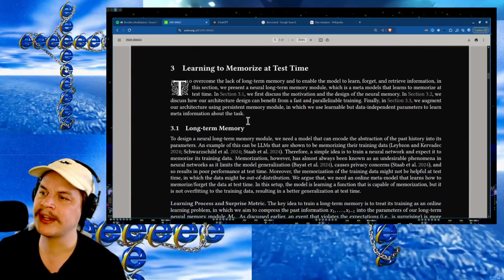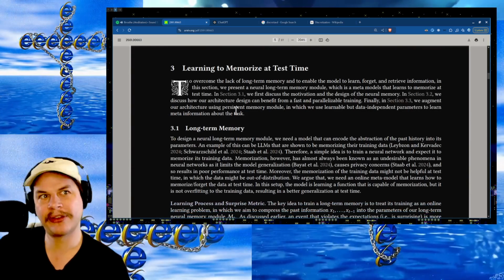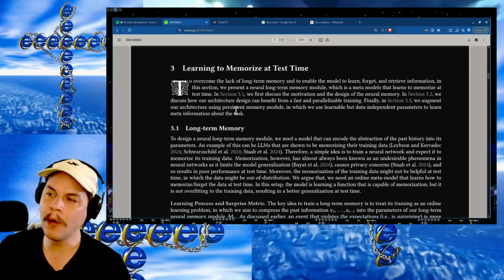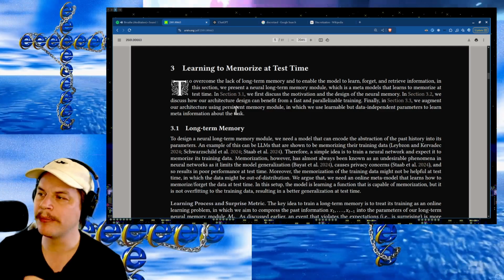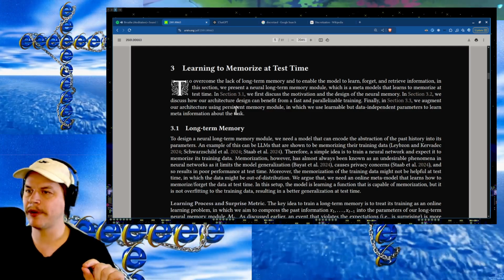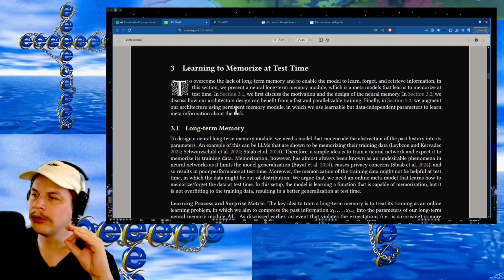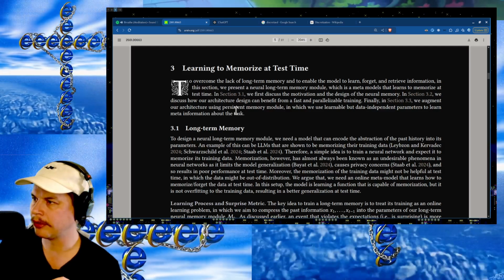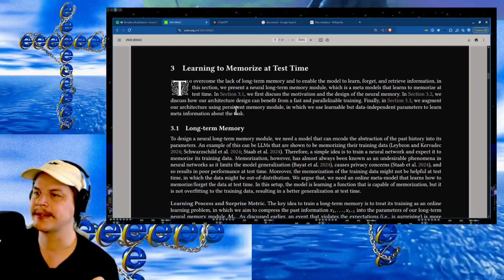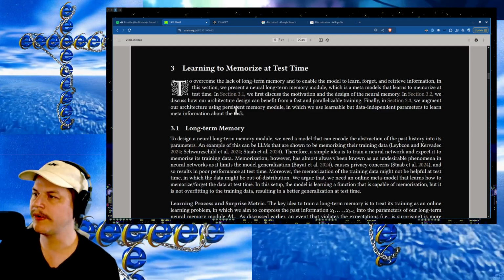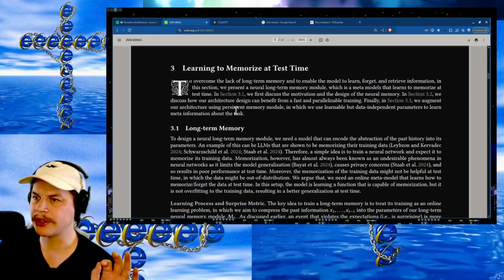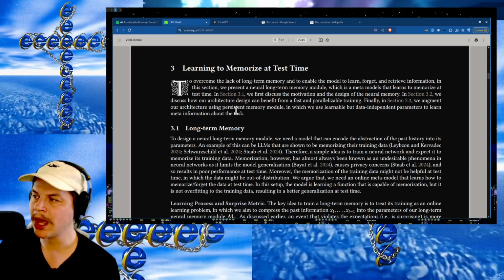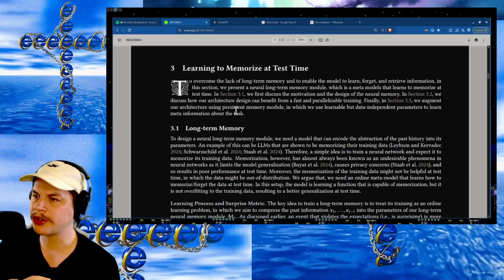Learning to memorize at test time. Okay, that was the little preamble. Let's see if we can understand what the magic is. To overcome the lack of long-term memory and to enable the model to learn, forget, and retrieve information, in this section we present a neural long-term memory module, which is a meta model that learns to memorize at test time. We first discuss the motivation and the design of the neural memory. In section 3.2, we discuss how architecture design can benefit from a fast parallelizable training. Finally, we augment the architecture using a persistent memory module.